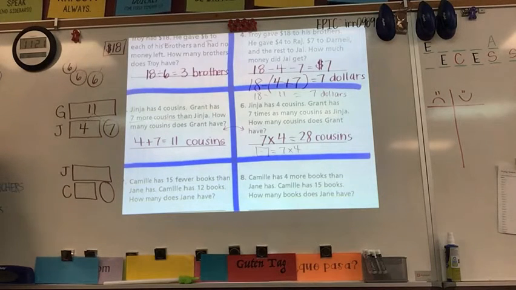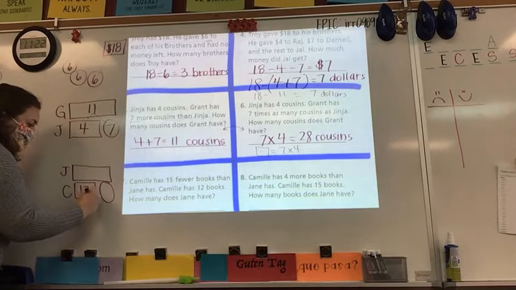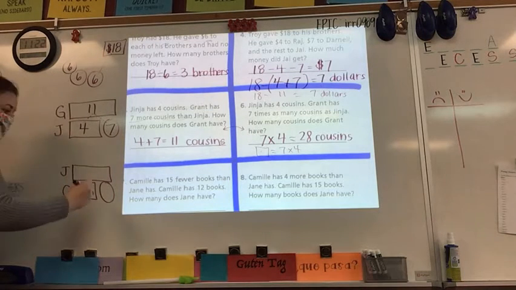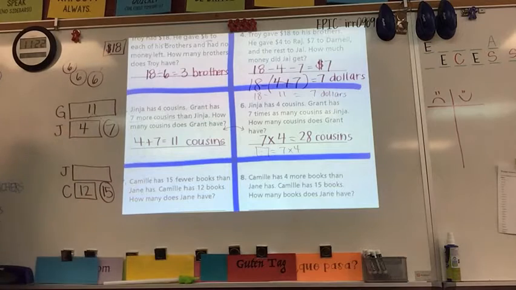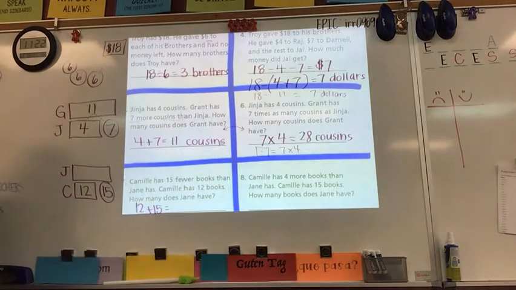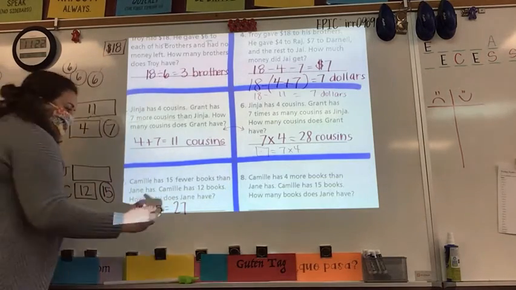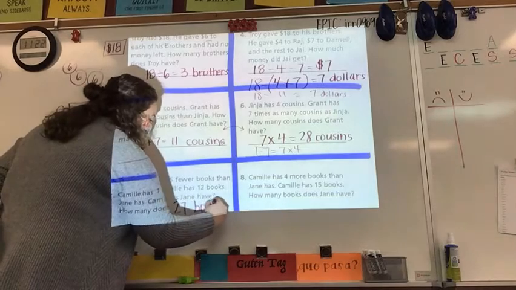What else can I plug in? Let's hear from another mathematician. What else can I plug in from the number information they gave me? You could put the 12 books on the bottom. Okay, because Camille's got 12. And then you could put the 15 in the circle. Okay, because she's got fewer. Good. And then you can add them up, and then you can find the answer. And what happens when I add up 12 plus 15? What do I get? 27. 27 books.